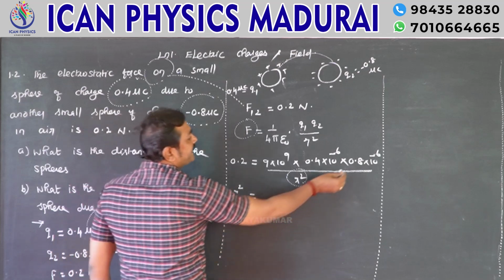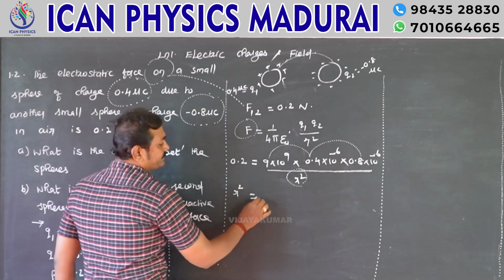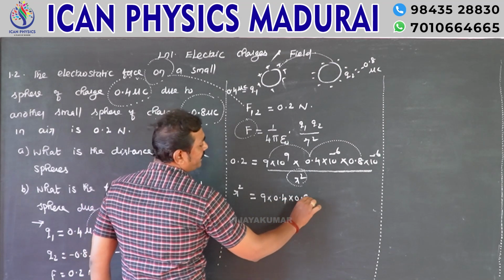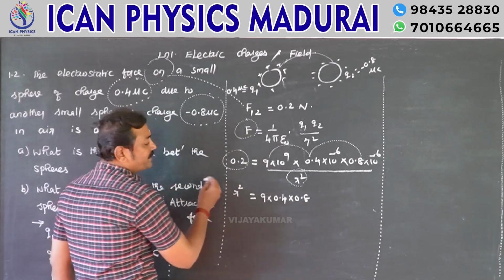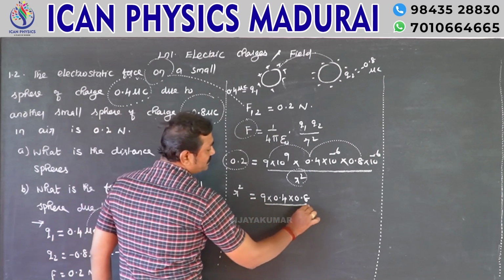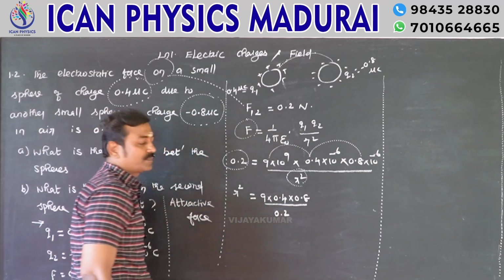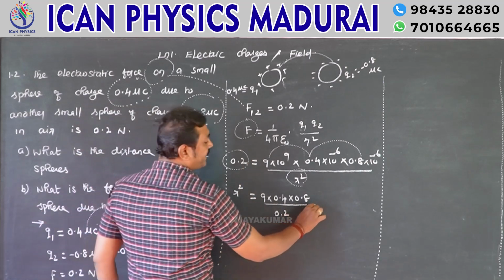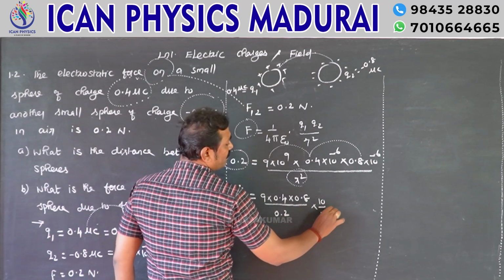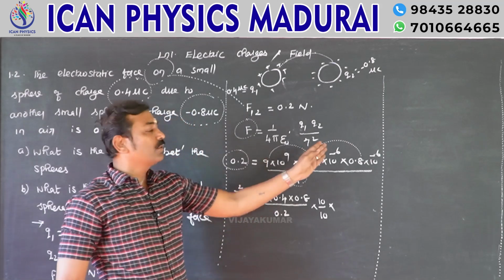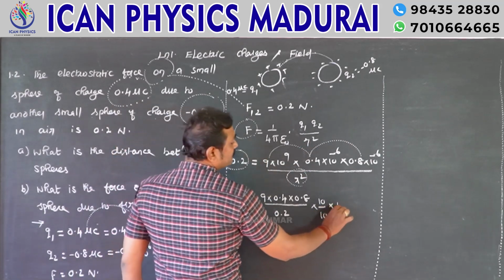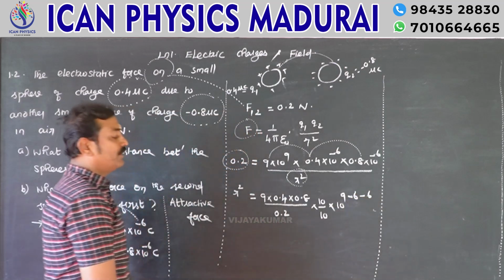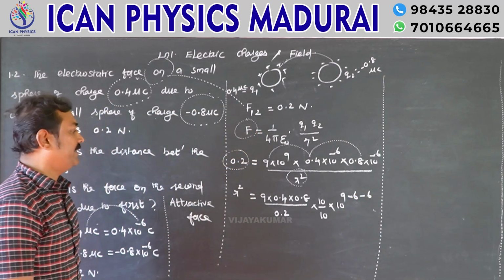Now we can take all the numbers separately. So 9 into 0.4 into 0.8. The multiplication by 0.2 goes to the right side as division. So 0.2. In the denominator we have one decimal point, so it is multiplied and divided by 10. Now we can go for the powers. So 10 to the power 9 minus 6 minus 6. Do you get it now? Okay, fine.